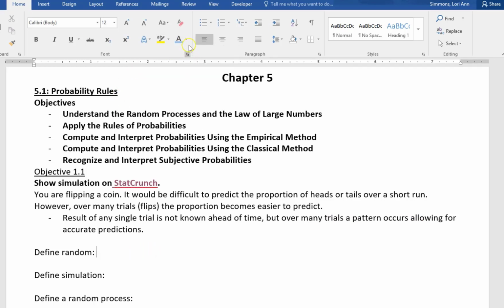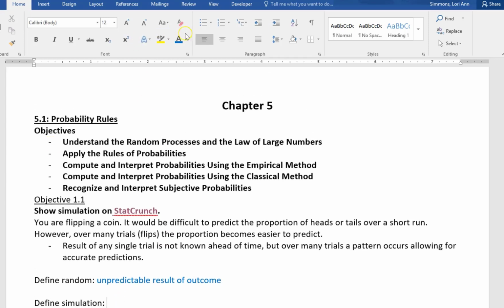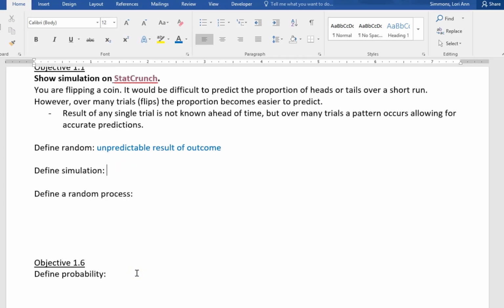So let's go on to some definitions here. What is random? This is an unpredictable result or outcome. A simulation, which I just showed you. The goal of a simulation is to measure how often a certain outcome is observed. So in our case, we were trying to figure out how often a heads would be observed. But that would be about 50% of the time, or 0.5.